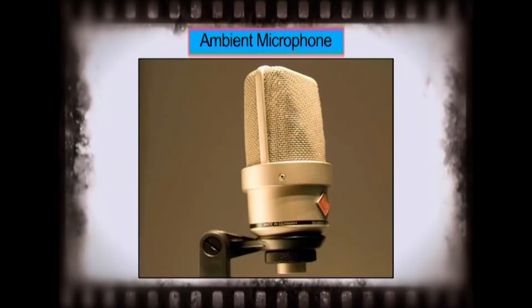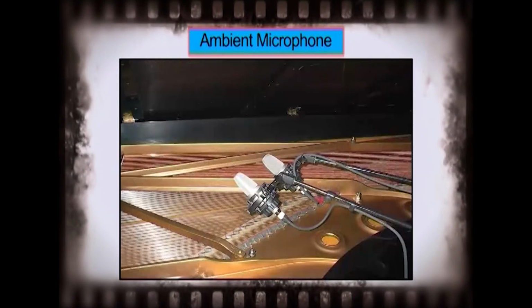Now, sometimes if it's not possible to put the microphones very close to the source, we will employ something called an ambient microphone, which is placed a little further away from the musicians, and which basically records the reflections of the ceiling, the floor and the walls of the studio or the space where it is being recorded.